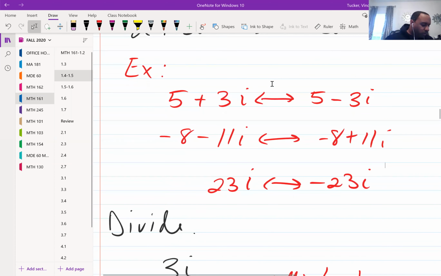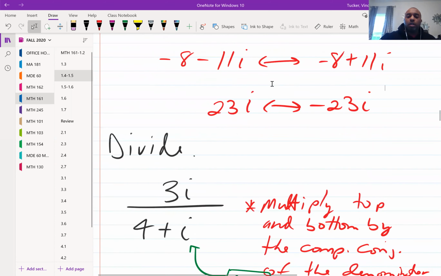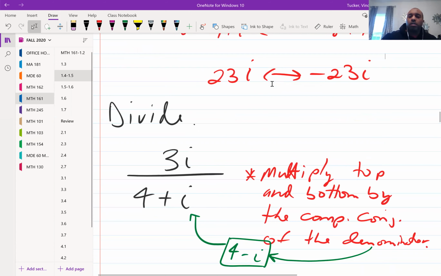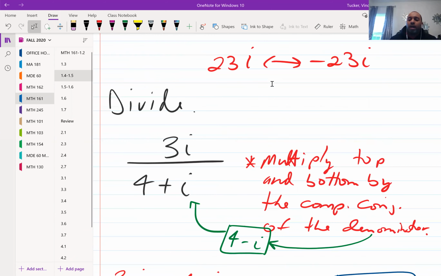All right. So the reason why that is important is because when we go to divide, you're going to have to multiply top and bottom by the complex conjugate of the denominator. So in this one right here, we have 3i over 4 plus i. And that means we're going to multiply top and bottom by 4 minus i, the complex conjugate of the denominator.